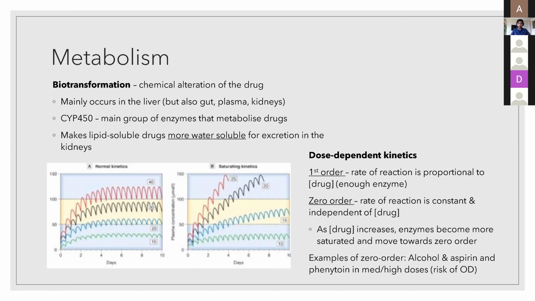What these enzymes do is make lipid-soluble drugs more water-soluble. This is important because kidneys like excreting water-soluble drugs. When they're lipid-soluble, it's really tough for the kidneys to excrete them.